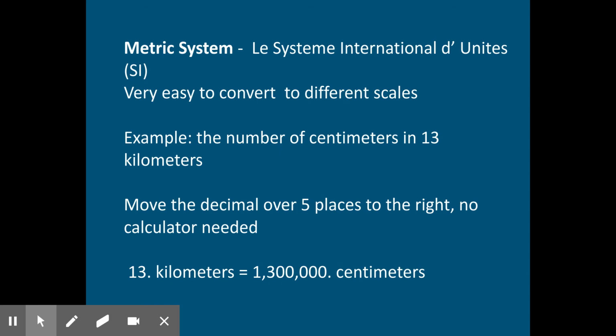When we convert from, say, centimeters to kilometers, the only thing we're doing is moving the decimal over a different number of spots. So the metric system is what we refer to as a base 10 system. So since it's a base 10, all we have to do is move our decimal place either to the left or to the right.